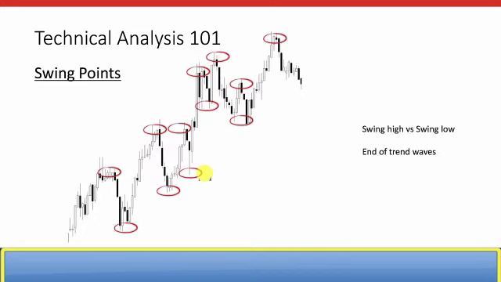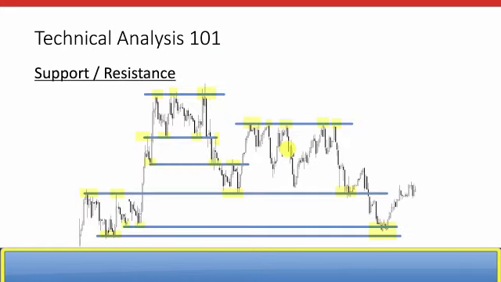Then at the end of our trend waves or corrective waves we have so-called swing points. So you can see here at the end of each trend wave we have a swing high, and at the low we have a swing low. So you can see how swing lows and swing highs together with the waves make up our trends and the trend waves.